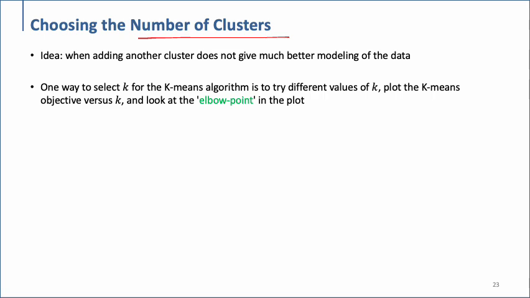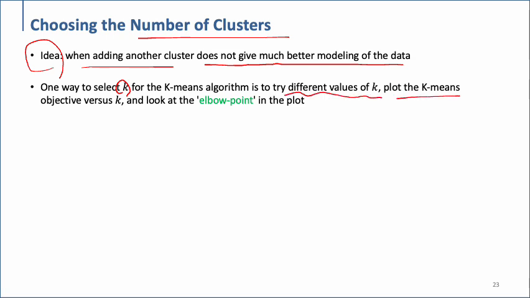So how can you find the number of clusters? The idea is very simple. When you add another cluster and it does not give much better modeling of the data, then that is the number of clusters. So one way to select k for the k-means algorithm is to try different values of k, plot the k-means objective versus k, and look at the elbow point in the plot.